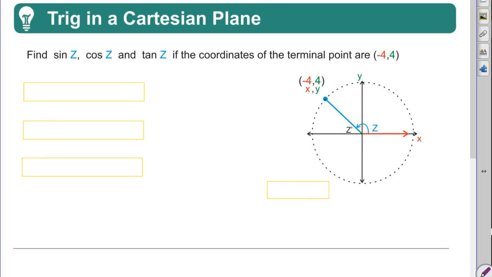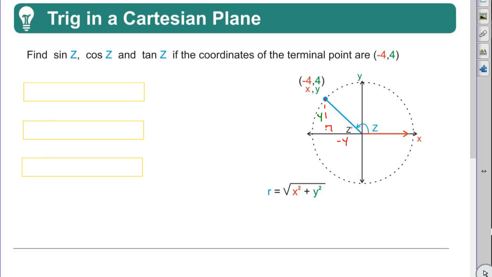And from this, we can make a right triangle, right? We can make a reference triangle for z prime. So you got a right triangle there. The x value -4 is this side of the triangle. The y value +4 is that side of the triangle. And we could get r, the radius, by simply doing the Pythagorean theorem, right? So instead of c squared equals a squared plus b squared, we've got r squared equals x squared plus y squared, and so r is the square root.